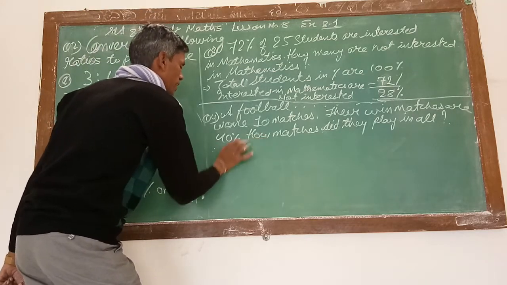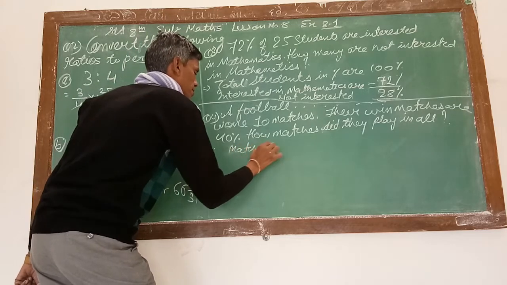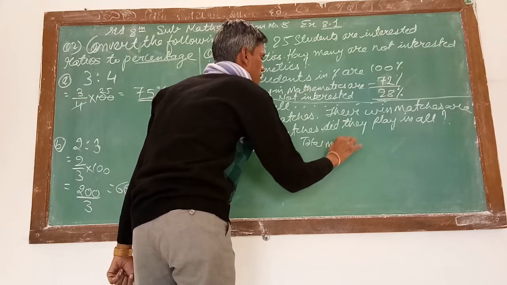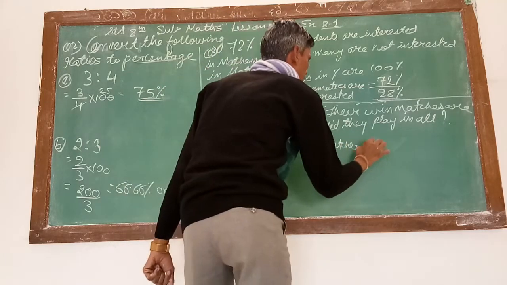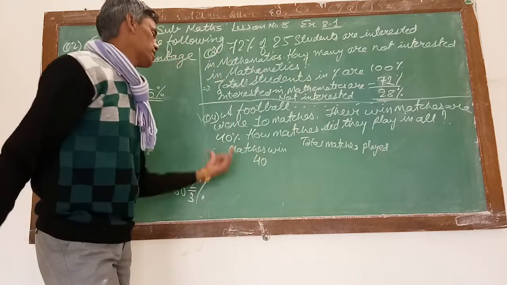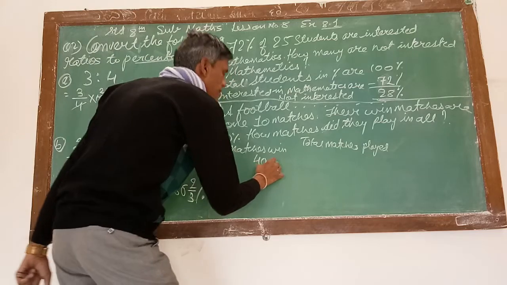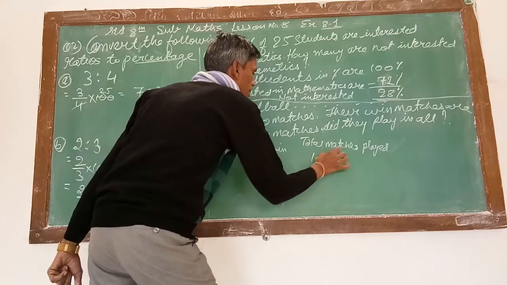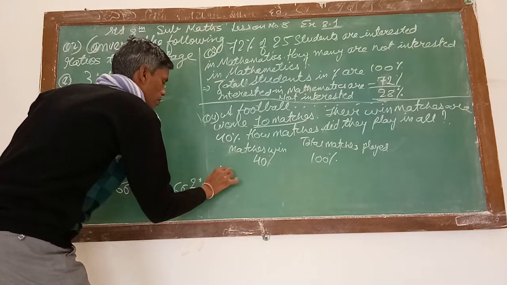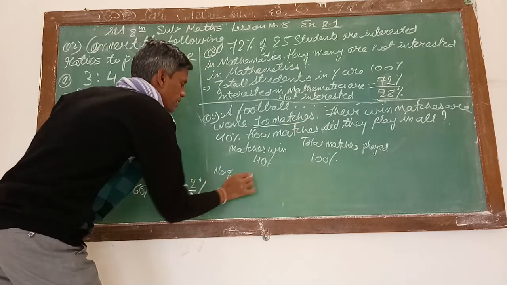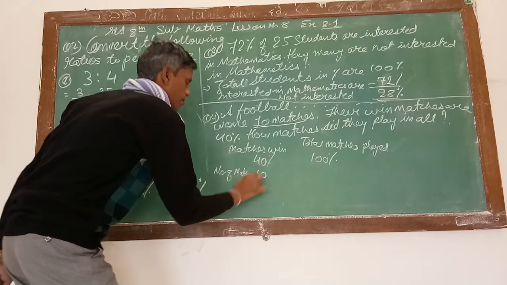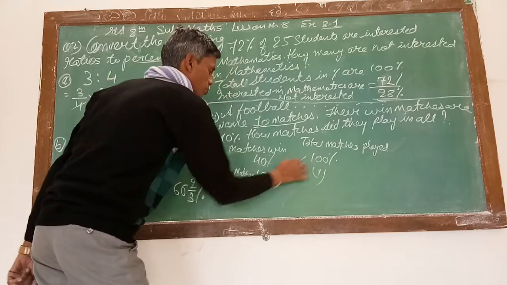Won matches, and total matches played. So how many percent have they won? That is 40%, and that percentage will be calculated on 100%. The number of matches they have won is 10, and the total number is not given, so we will calculate it.